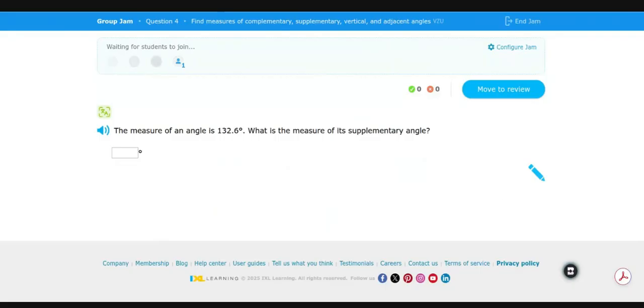So it says the measure of an angle is 132.6 degrees. Nothing wrong with seeing angles that measure in decimal values. Just use those exact values in your calculator. Supplementary angles add to be 180. So we'll do 180 minus the 132.6. And we're left with the supplement of my original angle, which would be 47.4 degrees.